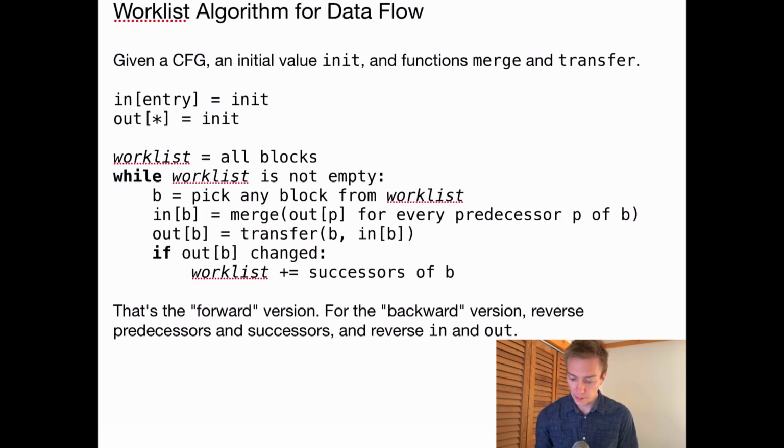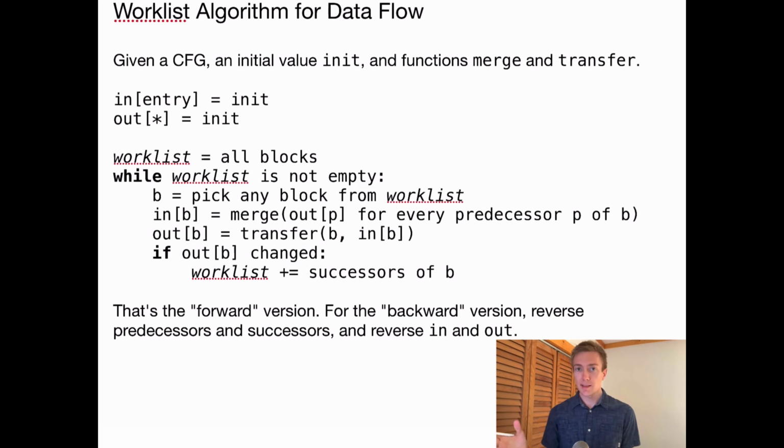So as I showed above, there's a few things you need to provide to this algorithm. You need to provide an initial value and functions that we will here call merge and transfer. The way the algorithm works is it first needs to initialize things. Here I'm representing those in and out variables as maps. That is, for every basic block, including the entry block, we will have an in variable and an out variable.